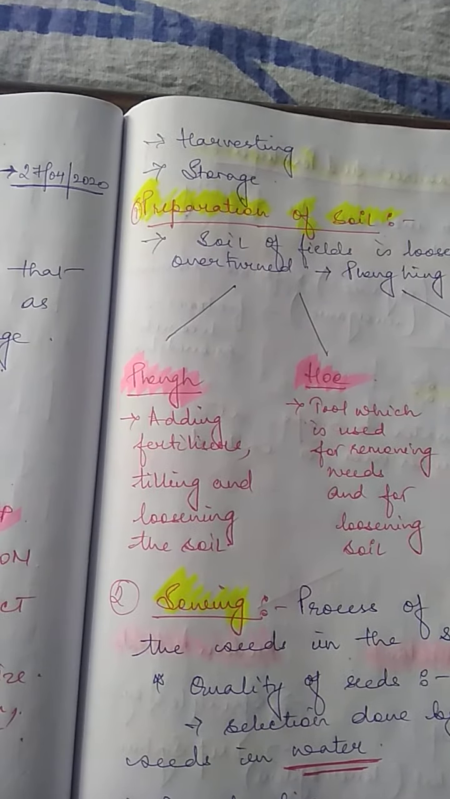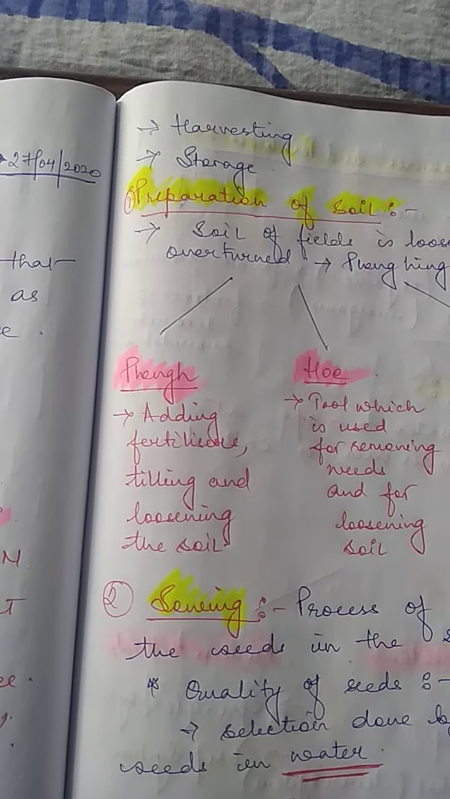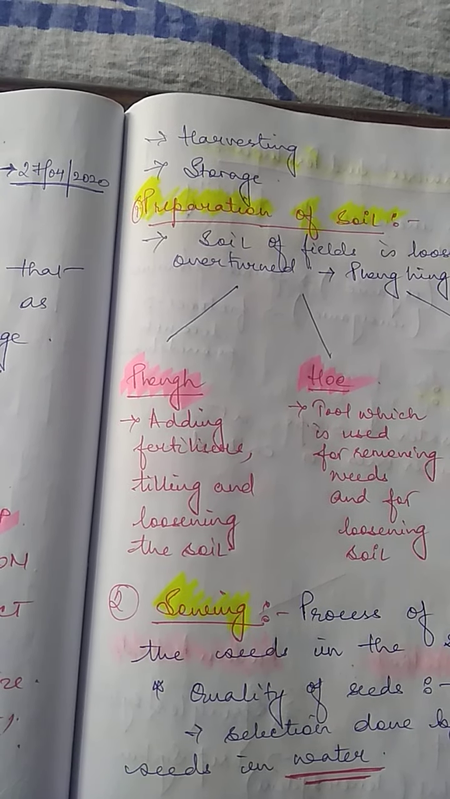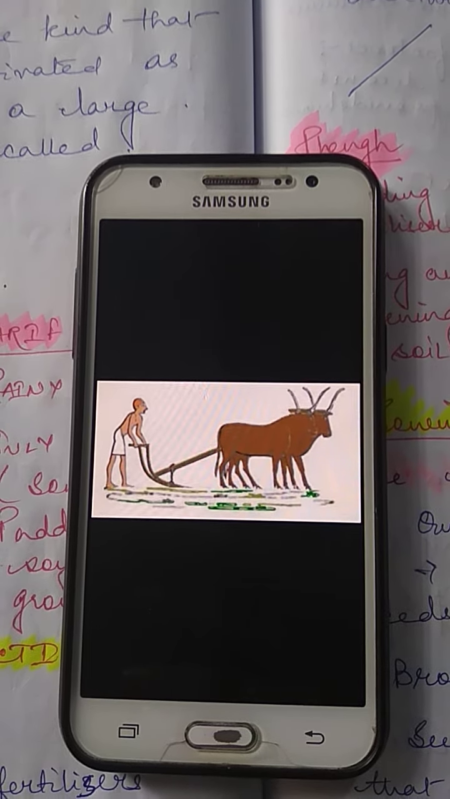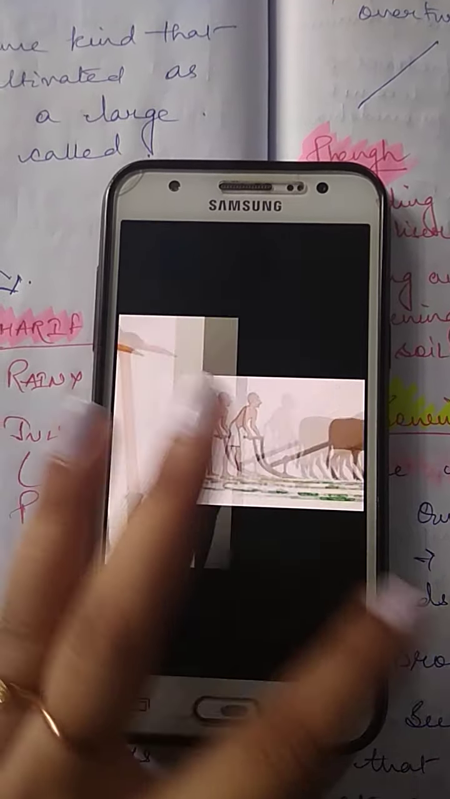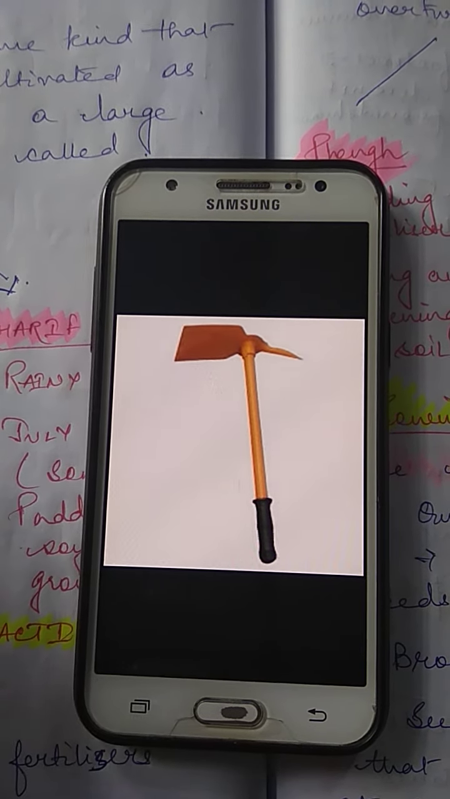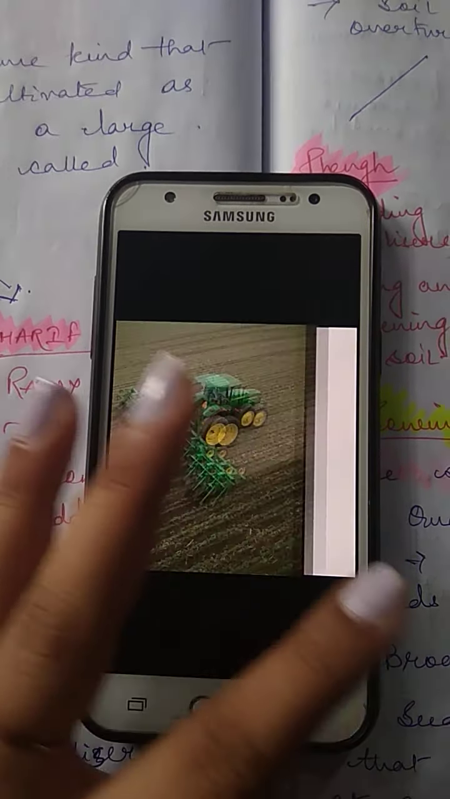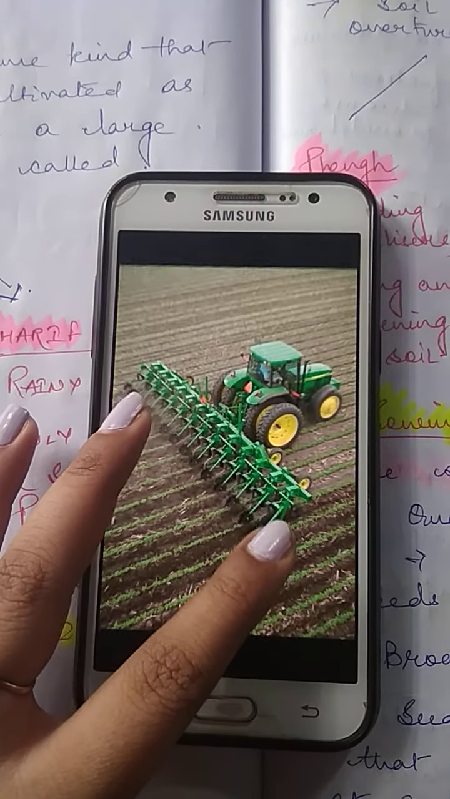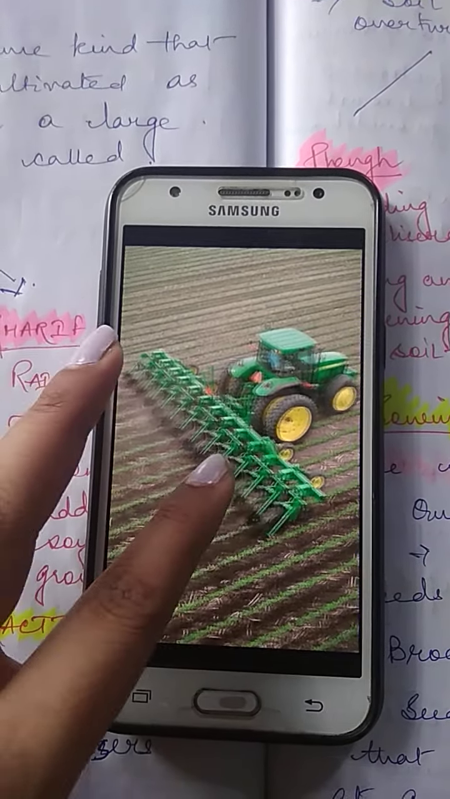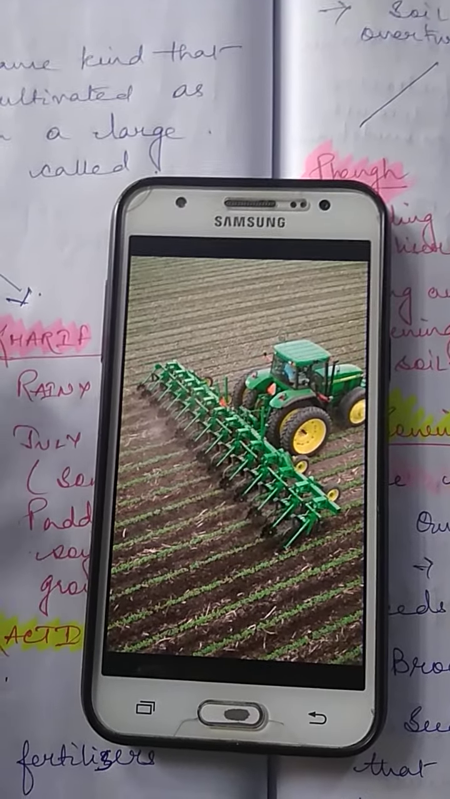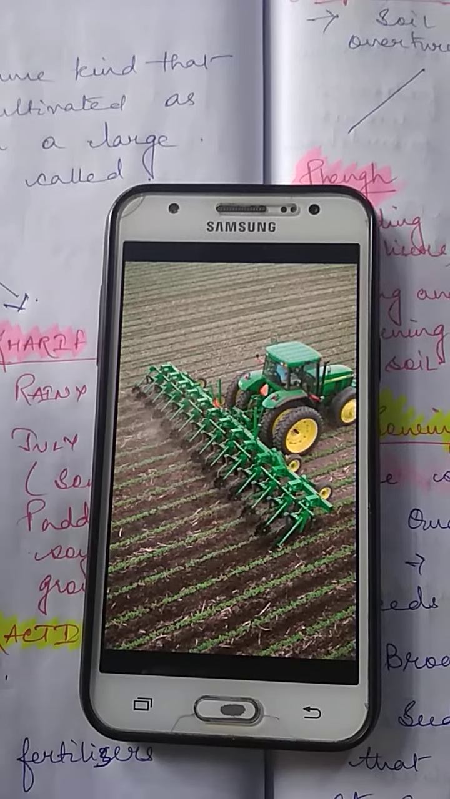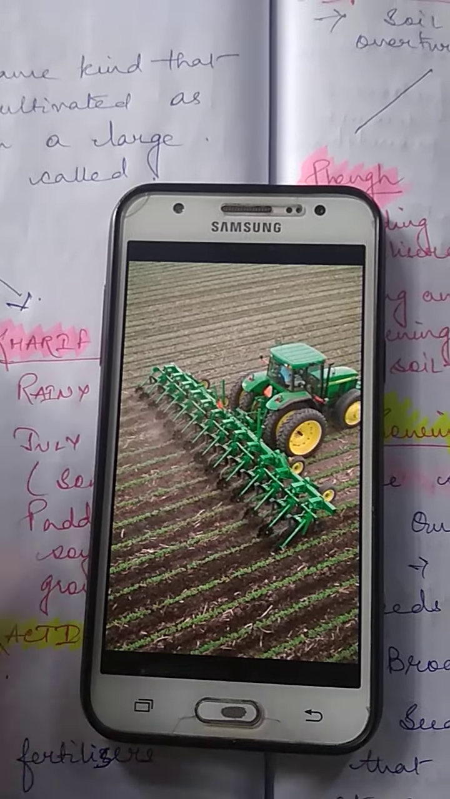So a plow is used for loosening your soil, and a plow probably looks like this, which is used manually. Then a hoe looks like this, which is used for removing weeds, and this is your cultivator, which is machine driven. When it moves it probably makes rows, after which it loosens the soil, and in these rows you can sow the seeds, because the next step is sowing the seeds.